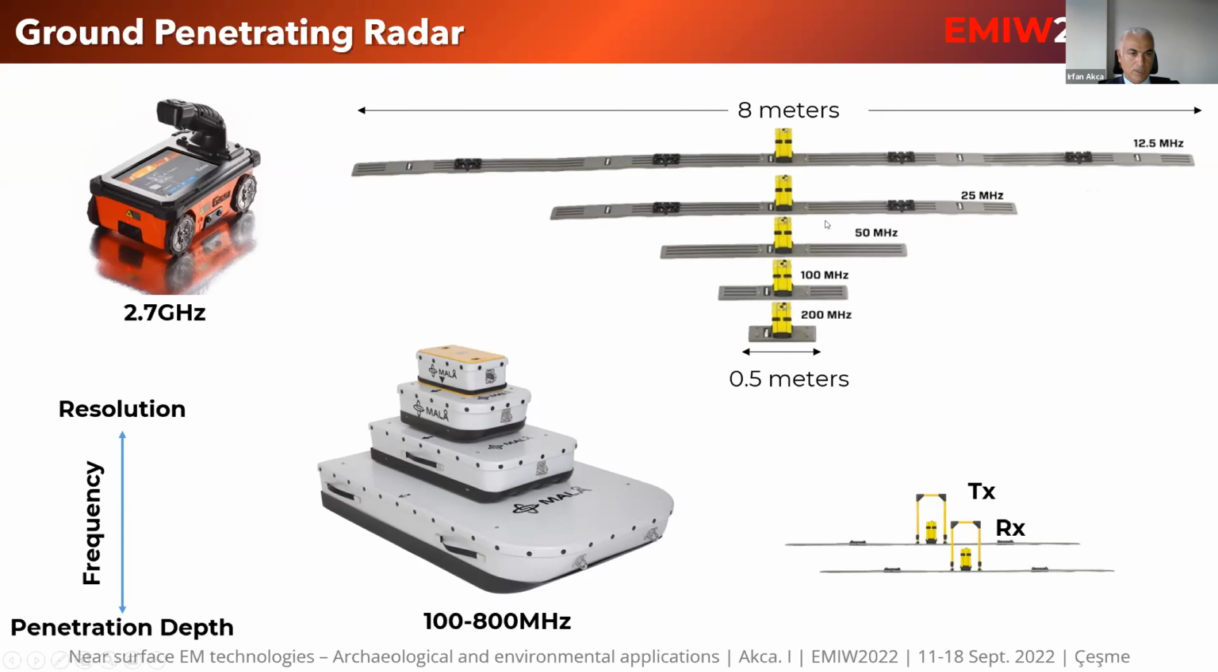And as you see on the top right, the receiver and transmitter antenna becomes bigger when you decrease the frequency of your equipment. So the antenna is getting bigger to produce that wavelength or the frequency content.